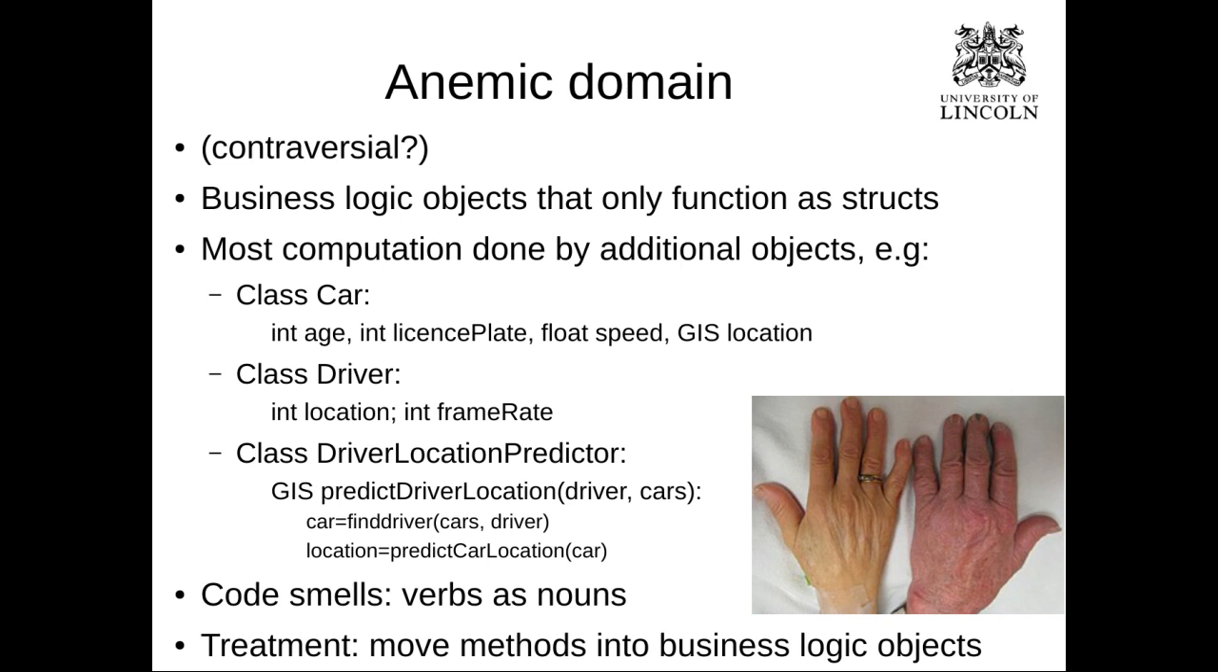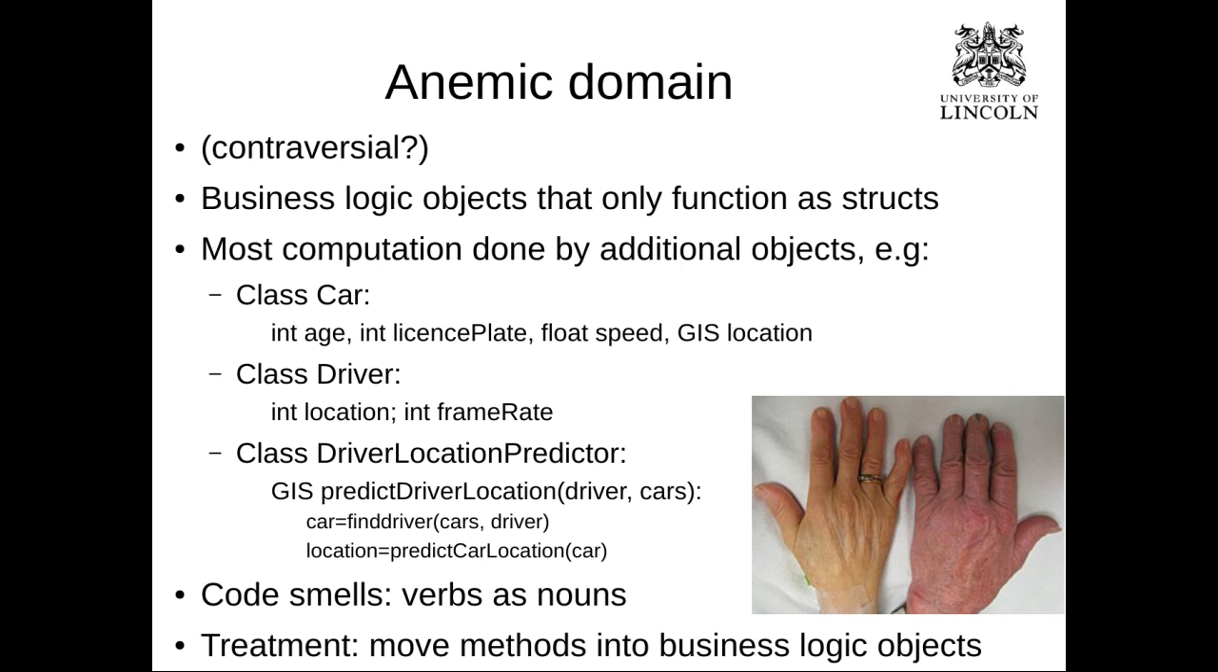For example, we might have a class car, which just represents the data. It's got the age, the license plate, the speed, and so on. Class driver has data including location and frame rate. But then all the computation is getting done by another class. In this case, it's a driver location predictor. That's got methods with all the logic. It's taking those data objects as inputs, and it's doing the work of computation.